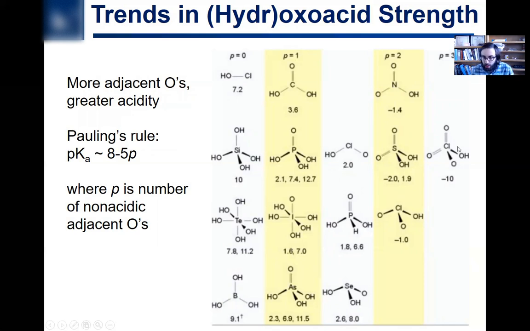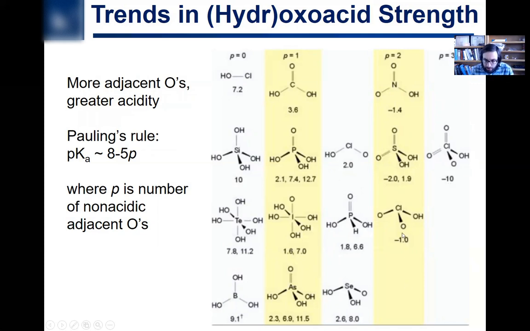The only one shown here is perchloric acid. This means it has 3 non-acidic adjacent oxo groups. So there they are, 1, 2, 3. And you can see this is the acidic proton that's in the OH group. So that's a pK of -10, very strong acid.